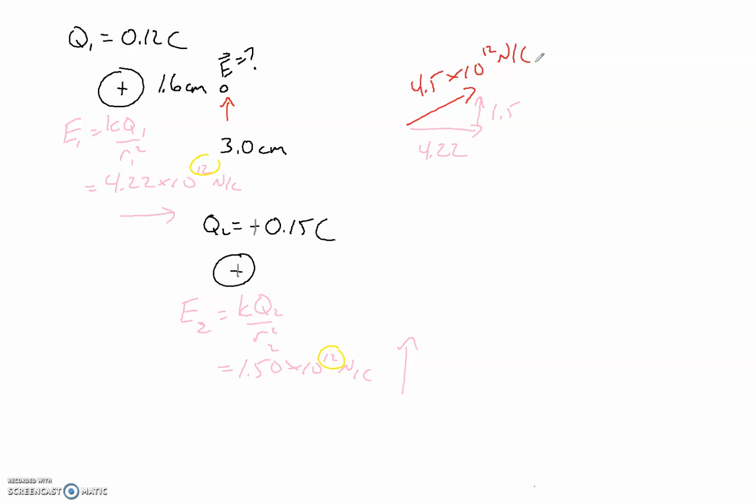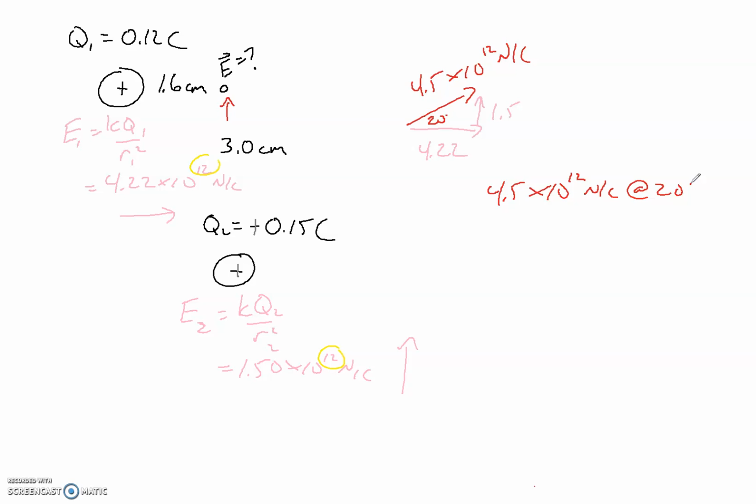Of course, I also need the angle, so we'll do the tan, so we'll do the 1.5 divided by the 4.22, and we will then take the inverse tan of that to find out the angle, and the angle in there is around 20 degrees. So the electric field at this location would be 4.5 times 10 to the 12 newtons per coulomb at 20 degrees, and that would be the electric field right there.